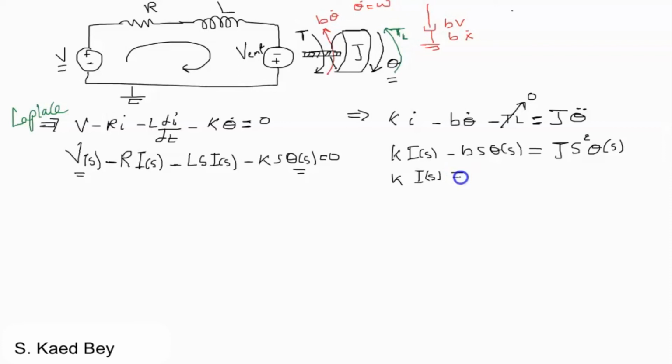So K I(s) is equal to s into J s plus B theta(s). This can be further simplified as I(s) equals s theta(s) times (J s plus B) over K.